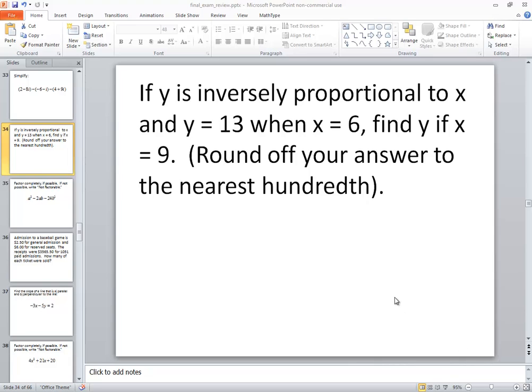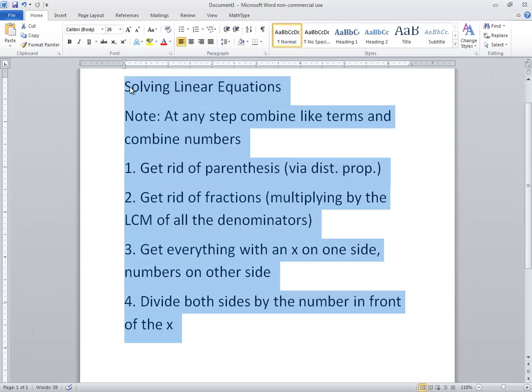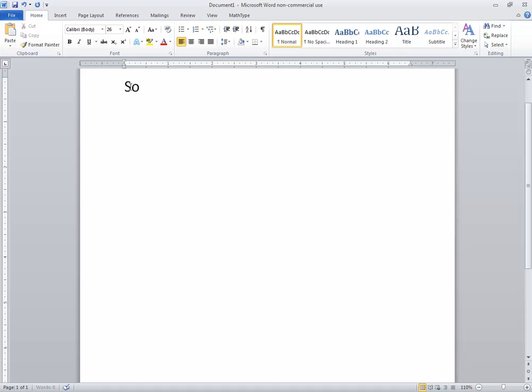Let's take a look at this problem. This is a variation problem. So let's first refresh our memory on our steps. So solving variation problems.